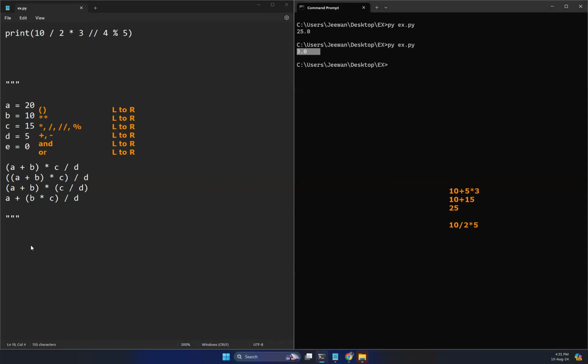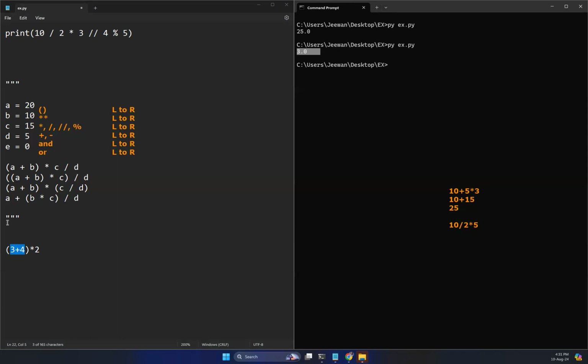Now I'll give you an easy one to work out in your mind. Let's say 3 plus 4 multiplied by 2. What would be the answer? Tell me quickly. 14. Why? Inside the brackets first, 3 plus 4 would be 7. 7 into 2 is 14.